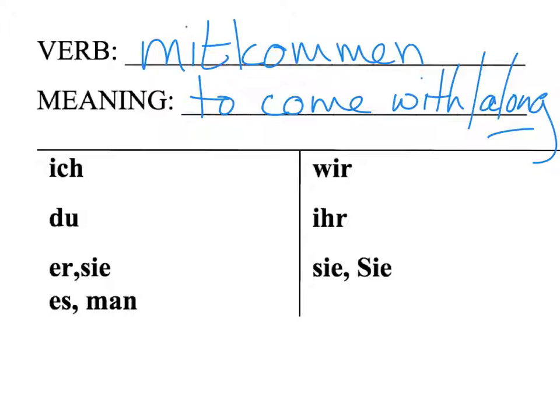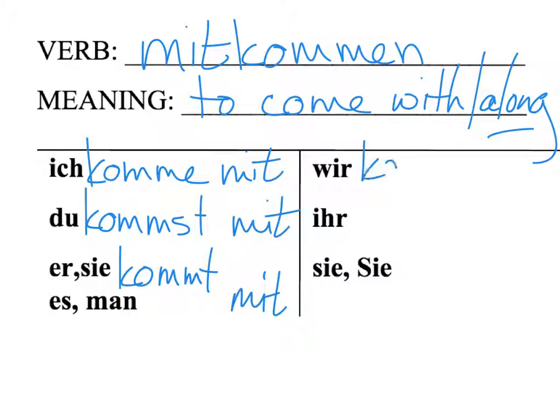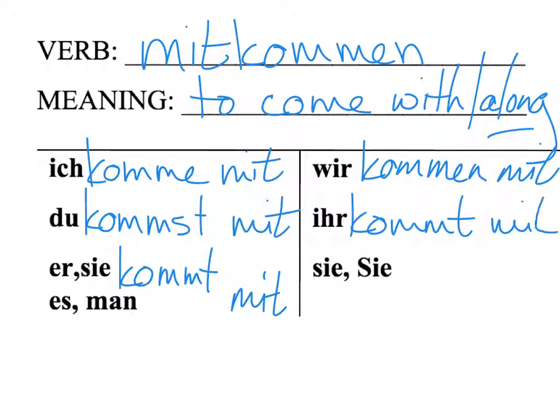So zip through that one again, since kommen has already been conjugated a few times. So ich komme mit. Du kommst mit. Sie als Mann kommt mit. Wir kommen mit. Ihr kommt mit. Und sehen Sie, kommen mit.